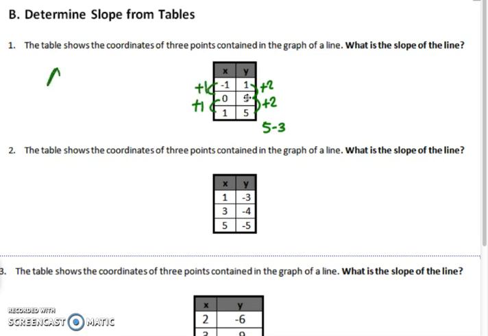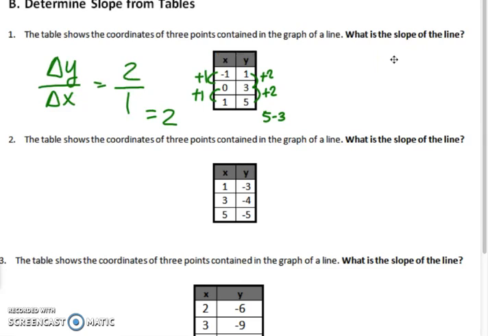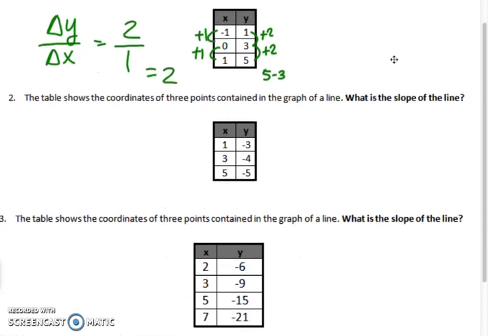So in a table, your formula is change in y over change in x. And so your change in y was a 2, and your change in x was a 1. So you could leave it as 2 over 1, or you could just say 2. So the slope of that table would be a 2. Okay? So let's try number 2.